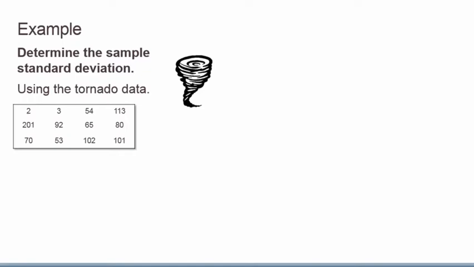Example, determine the sample standard deviation. So using our tornado data, we want to first find the mean. So we need to find the sum of the data and divide by the number of data points. The sum of our data is 936. We have 12 data points. The sample mean equals 78.